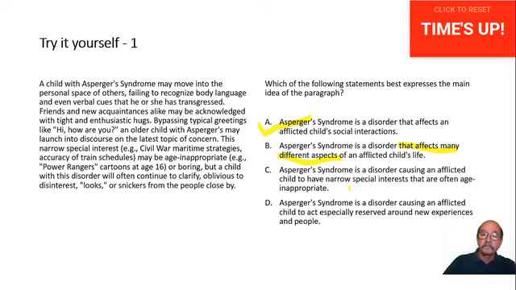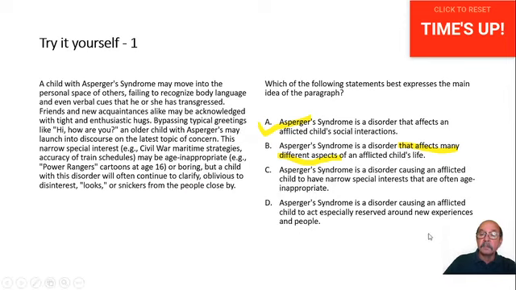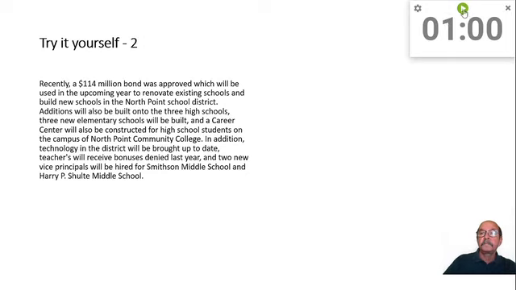And the last option, D, Asperger's syndrome is a disorder causing an afflicted child to act especially reserved around new experiences and people. Again, this answer is basically inaccurate. So the correct answer option is A. I'm sure most of you have got that answer. Right, let's come to passage 2. Okay, again, I'll give you your 1 minute.